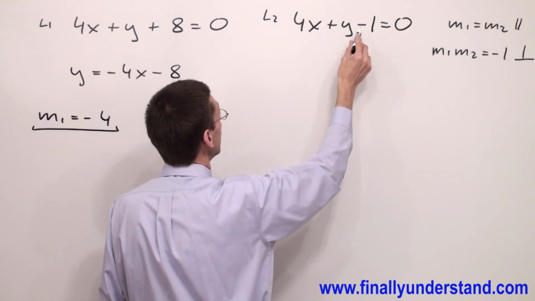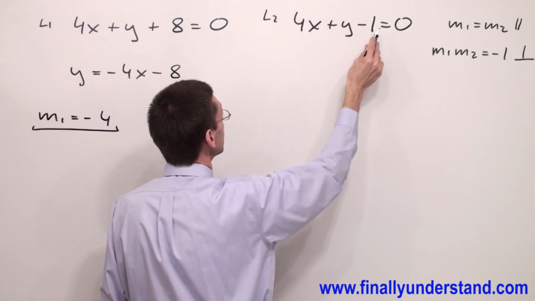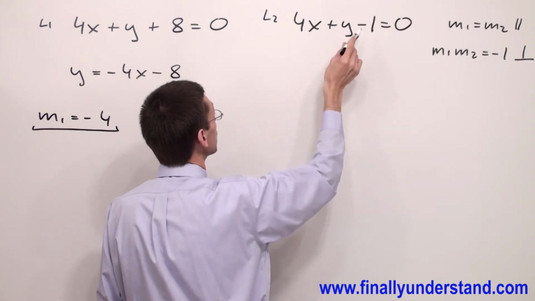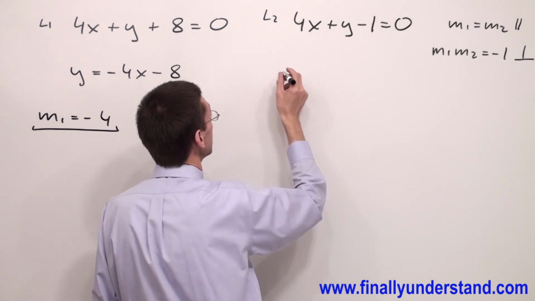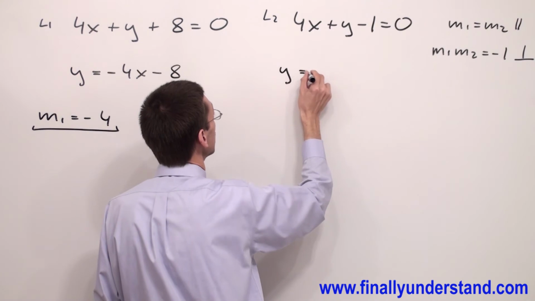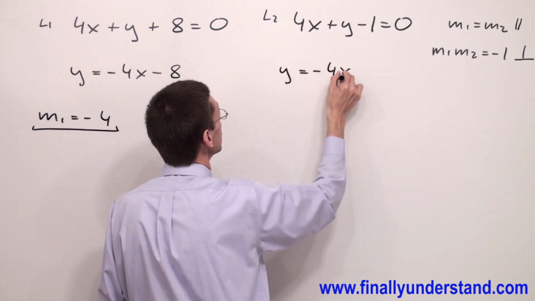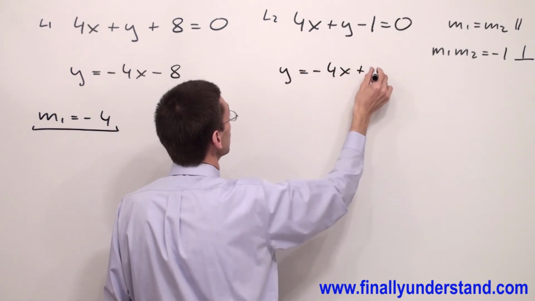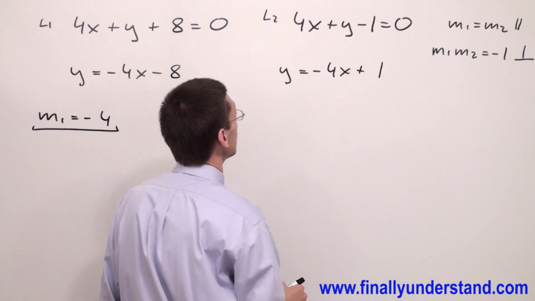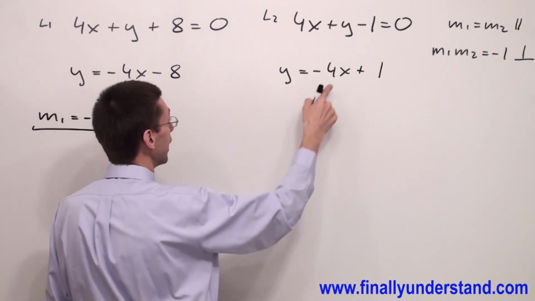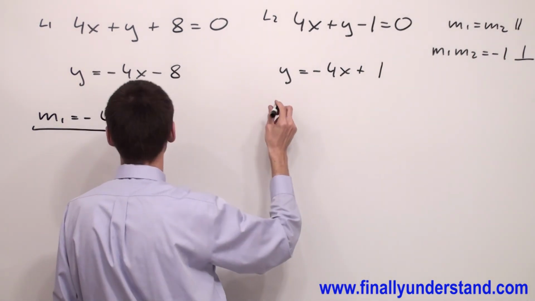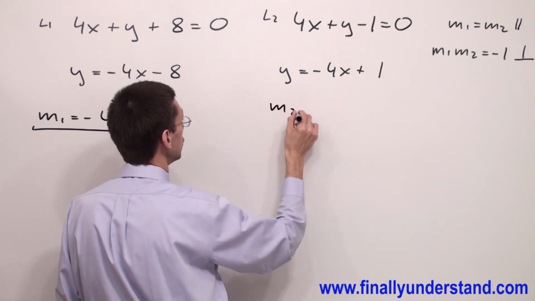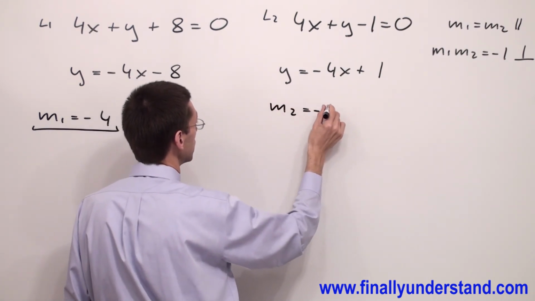Again, I have to solve this equation for y. I have to move negative 1 to the right side of the equal sign and 4x to the right side of the equal sign, and I'm going to have y is equal to negative 4x plus 1. The coefficient of x is negative 4, so I have m2 is equal to negative 4.